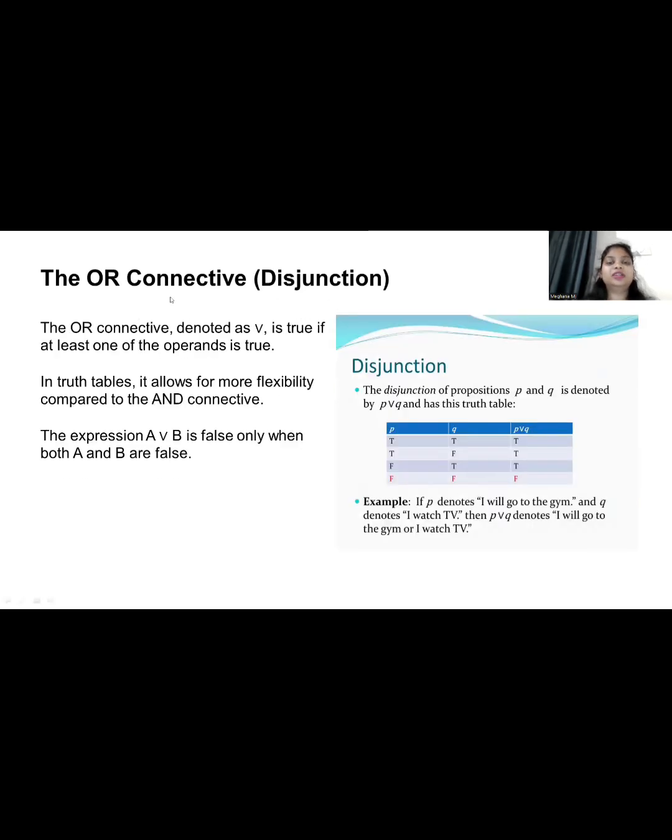The OR connective, or it is called disjunction. The OR connective, denoted by the OR symbol, is true if at least one of the operands is true. In truth tables, it allows for more flexibility compared to the AND connective. The expression A or B is false only when both A and B are false. The disjunction of propositions P and Q, denoted by P or Q, has a truth table. If P denotes I'll go to the gym and Q denotes I watch TV, then P or Q denotes I will go to the gym or I watch the TV.